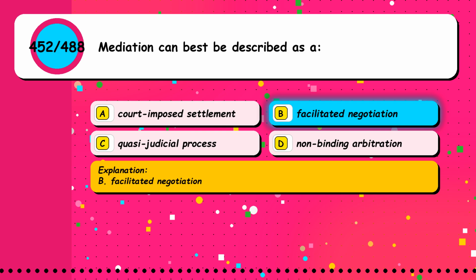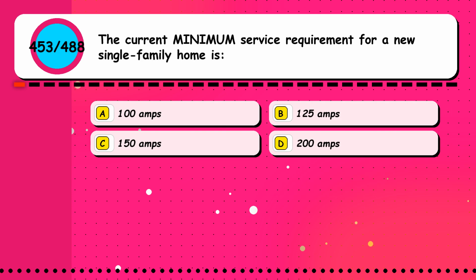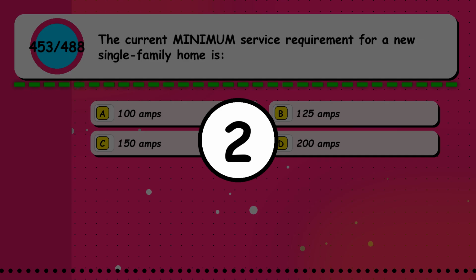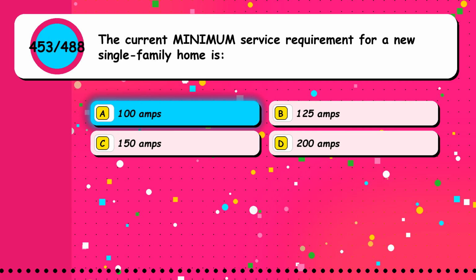B, facilitated negotiation. Question 453. The current minimum service requirement for a new single-family home is: option A, 100 amps. Option B, 125 amps. Option C, 150 amps. Option D, 200 amps. The correct answer is option A, 100 amps.